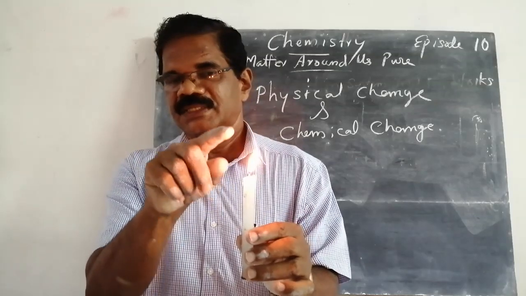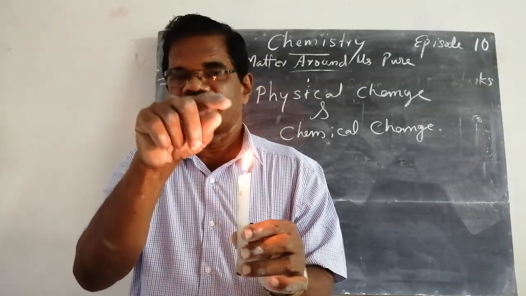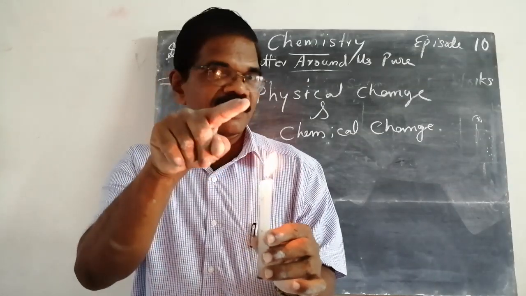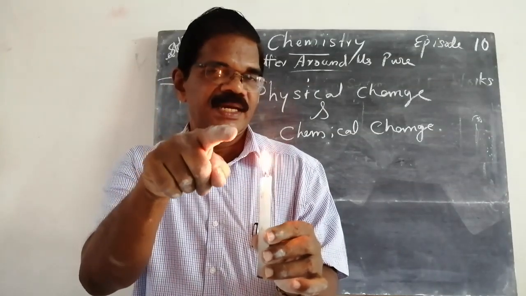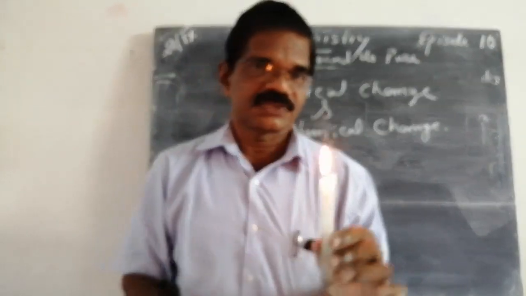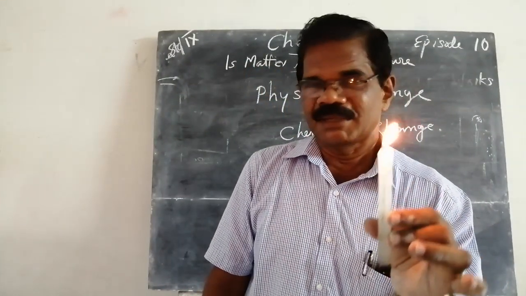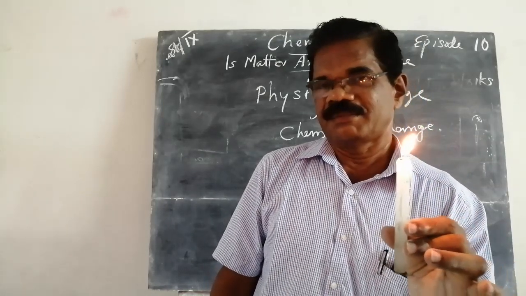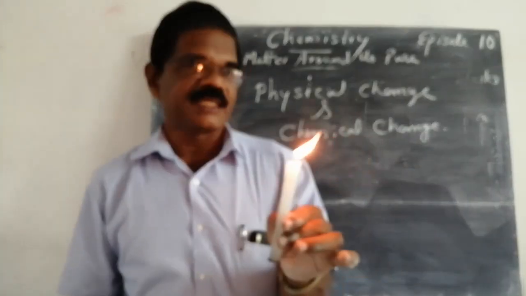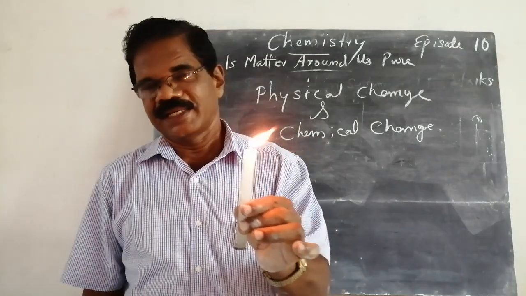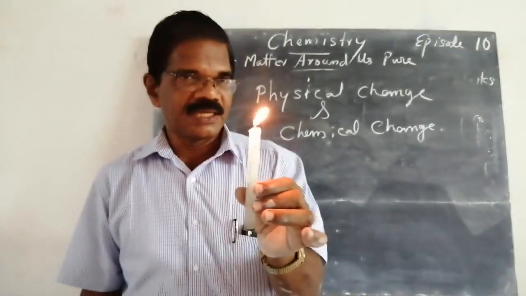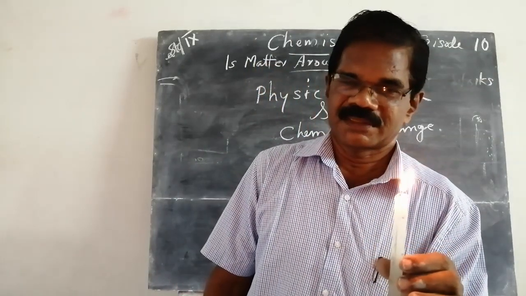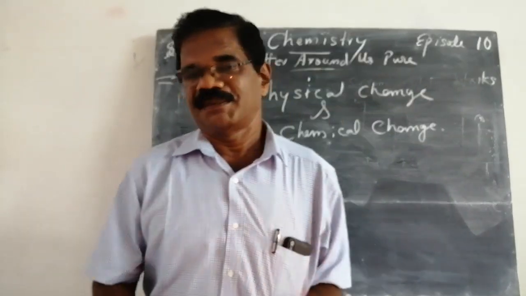It burns, and water and carbon dioxide are formed. The burning is a chemical change. From the water and carbon dioxide, we can regain the wax. So both changes take place in the burning of the candle. Today itself, take a burning candle and look at the difference between the changes taking place, physical changes and chemical changes.